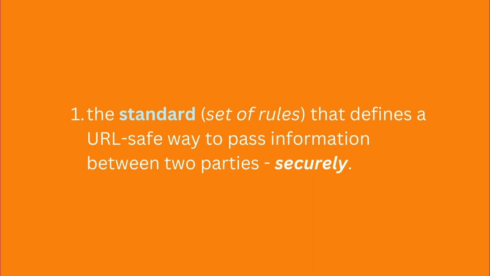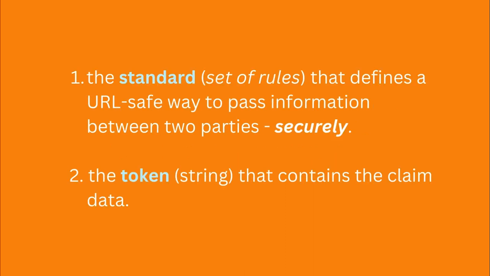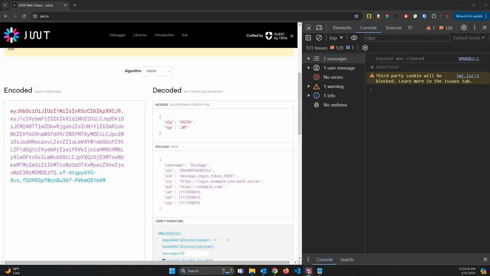But it can also refer to the JSON Web Token itself. The token is the string that is created that contains the claim information. And this string is what we actually pass between the two parties. And so these are the two potential meanings whenever you hear JSON Web Token or JWT. But primarily when you hear it, it'll be referring to the actual string token that contains the claim information. All right, so let's talk about the token itself.